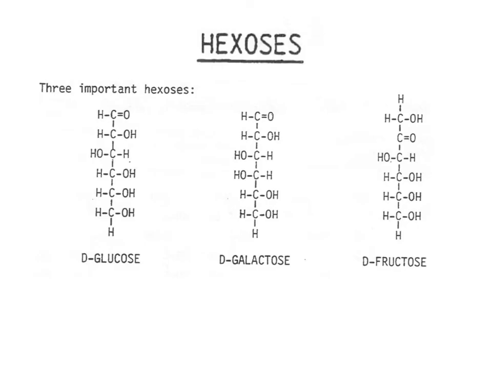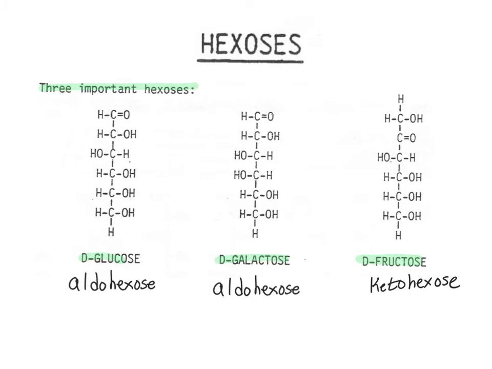There are three hexoses that are very important in the body and in chemistry and biochemistry. And so I'm going to have you recognize these three by structure. The first one is glucose, and glucose is an aldohexose. Galactose is also an aldohexose, and fructose is a ketohexose. But the first one is D-glucose.